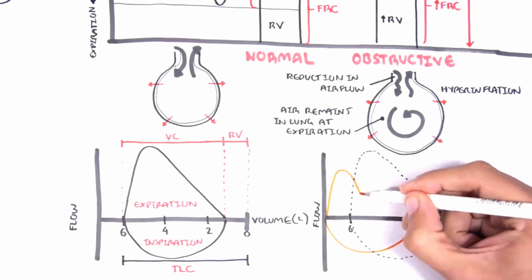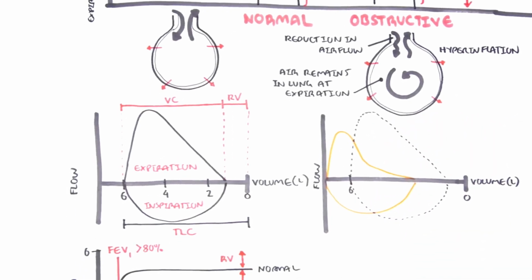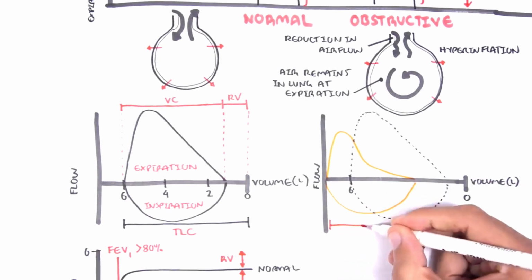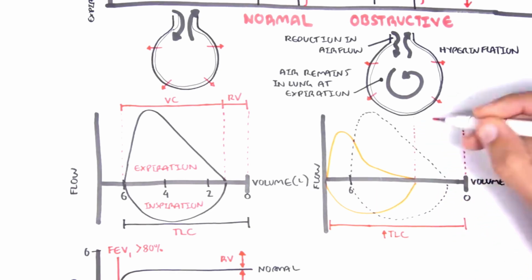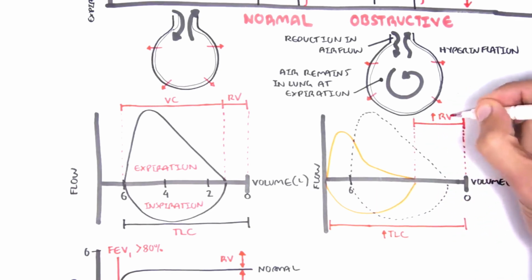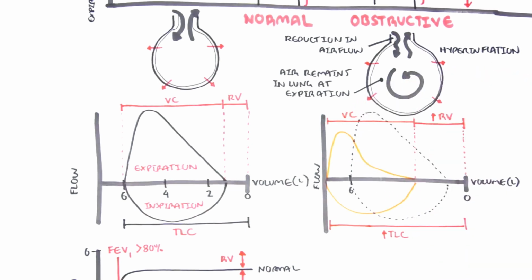And this is obstructive lung disease. The whole graph shifts to the left because you have an increase in residual volume and an increase in total lung capacity, more than 6 liters. Your vital capacity, or forced vital capacity you can say, remains the same. But all up, your total lung capacity has increased because of the increase in your residual volume, or better, because of the increase in your functional residual capacity.